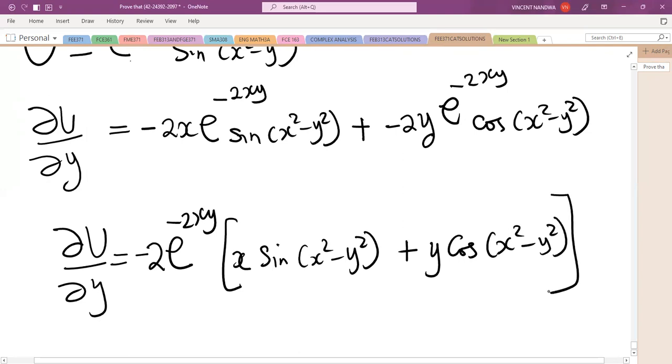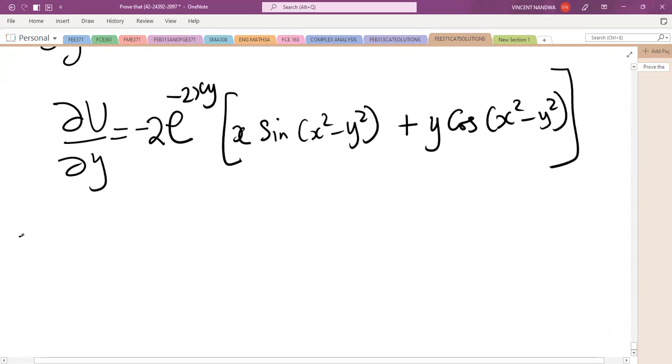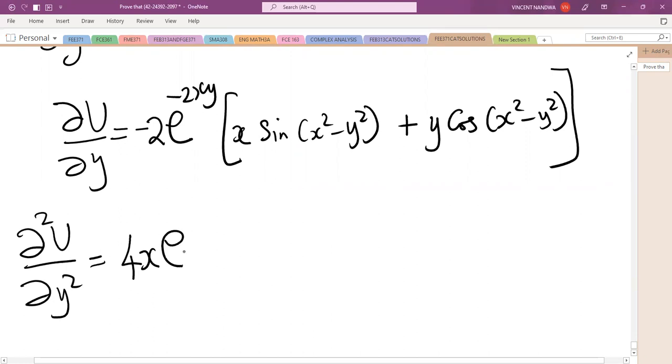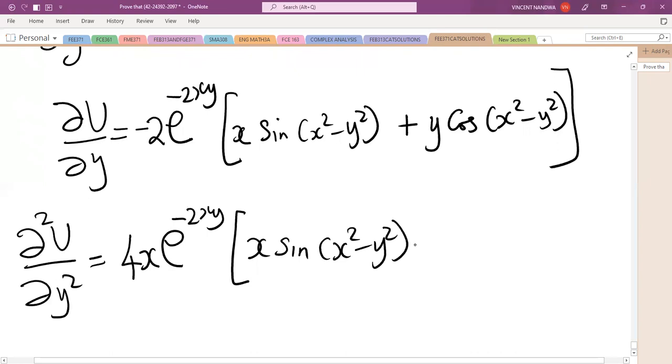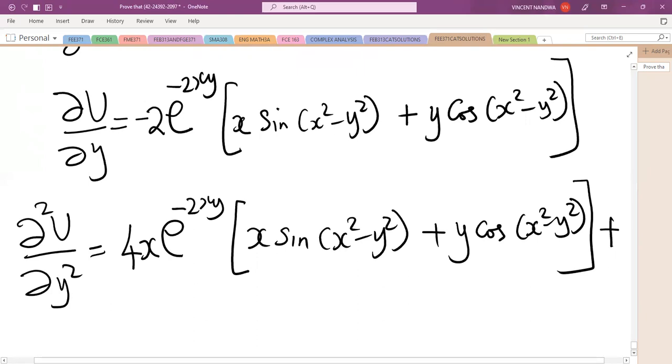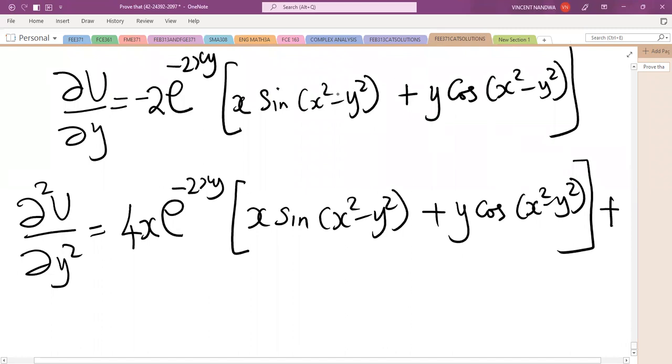And then I also use product rule again. So partial squared u, partial y squared. So this with respect to y, I'll get now 4x e raised power minus 2xy into x sine of x squared minus y squared plus y cos of x squared minus y squared. And then plus, then the derivative of this function with respect to y, this first part I'll get minus 2xy, and then cosine of x squared minus y squared.